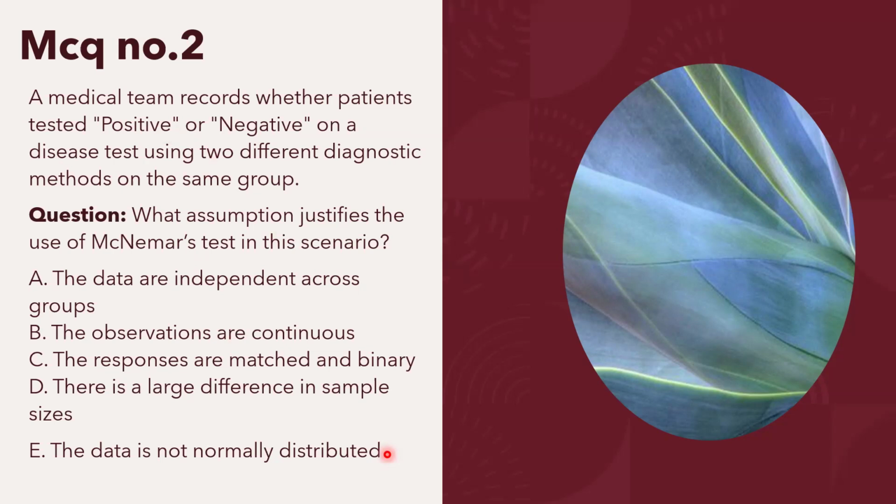McNemar's test. So, okay, the data are independent across the groups, as we have discussed in the previous slides, that matched pairs having a binary bias are the best sort of data to be selected for a McNemar's test to be applied to know the specificity and sensitivity of the test. So the correct answer is C.